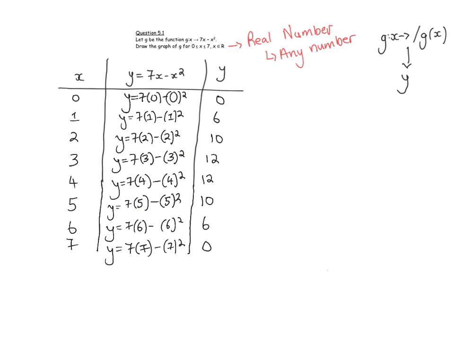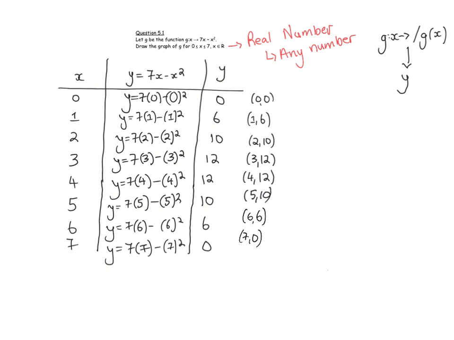If you want, you could add another column in and just write the points to make your life easier. For example, the point we have here is 0, 0. We have the point 1, 6. 2, 10. 3, 12. 4, 12. 5, 10. 6, 6. And 7, 0.